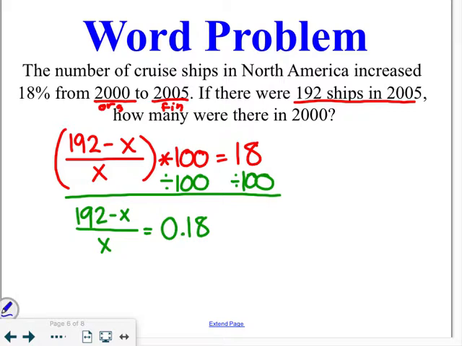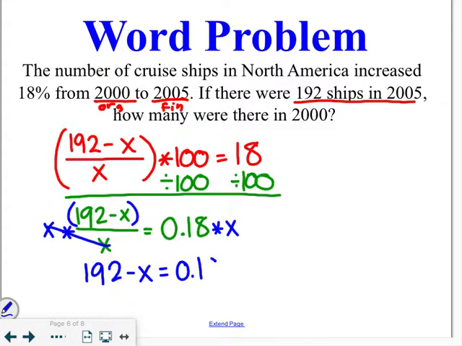Next thing you're going to want to do, we're going to remember that top part, we're still treating it like it's in parentheses since it is a difference. So we're going to have to get rid of dividing by x. In order to get rid of dividing by x, we need to multiply by x. If we do it on one side, we have to do it on the other side. So I end up with 192 minus x is equal to 0.18x.